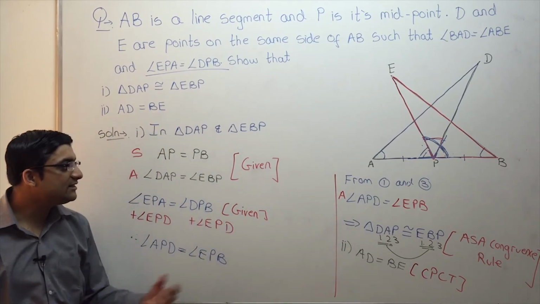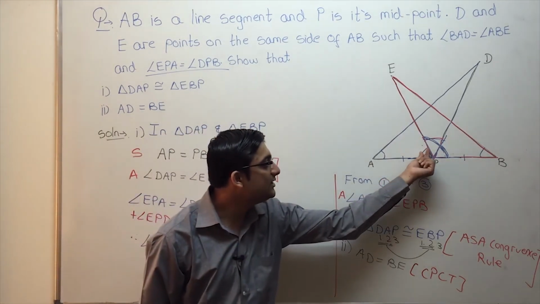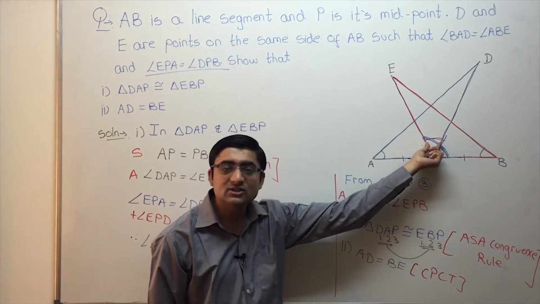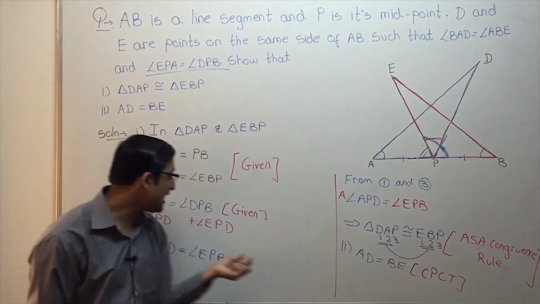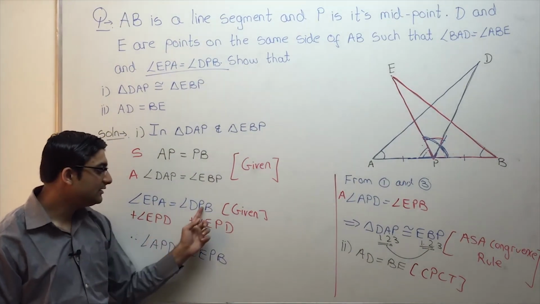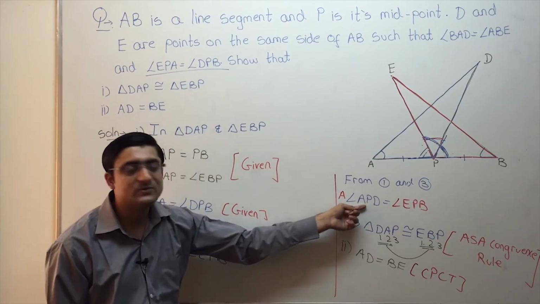So another way of getting these two angles equal is like this. I repeat, begin with what is given to you. These two angles are given to us as equal, but we want this entire angle. So add this common angle to both the sides. That is, add angle EPD to both the sides. This plus this is angle APD. This plus this is angle EPB. So we directly get that these two angles are equal, which we have over here.